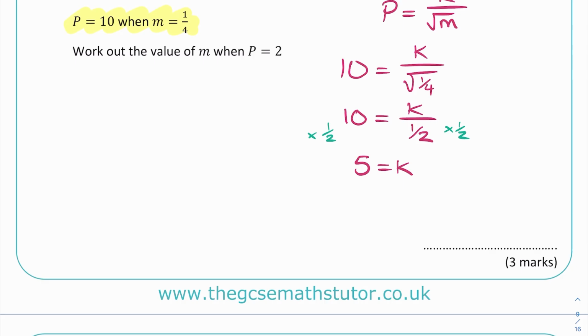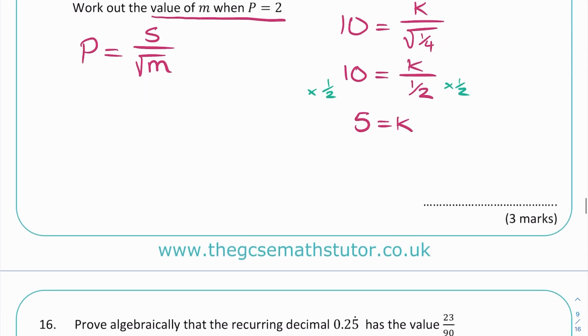I then want to put that back into my original formula, so p equals k over root m. Instead of writing p equals k over root m, I write p is equal to 5 over root m. And there we go. So when I want to work out the value of m when p equals 2.